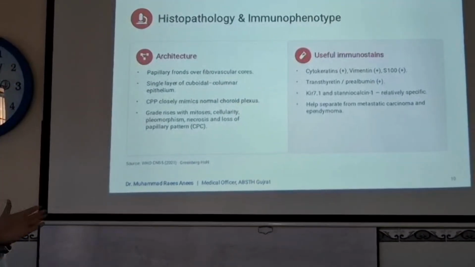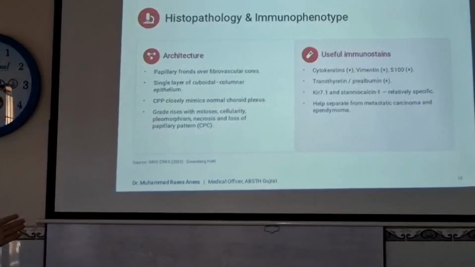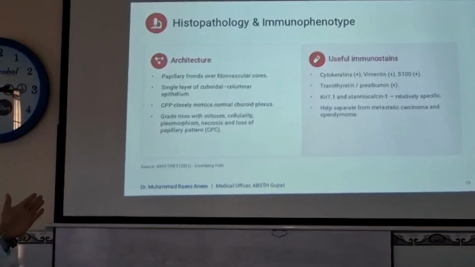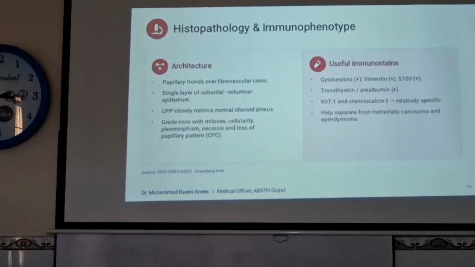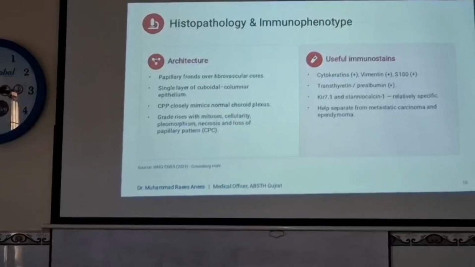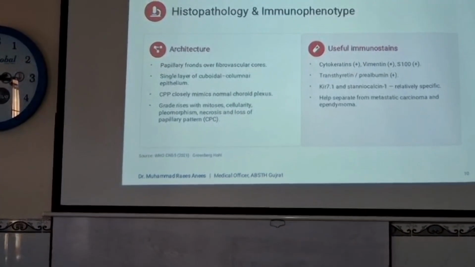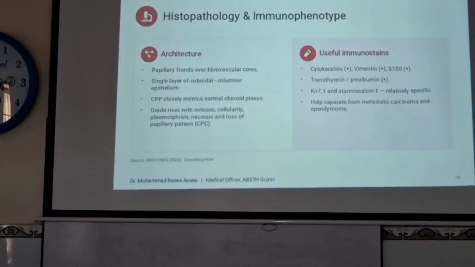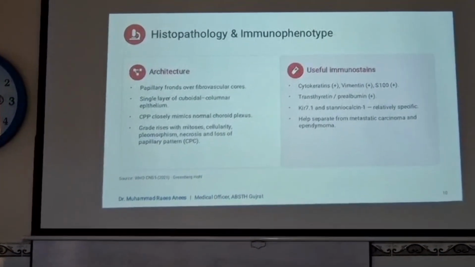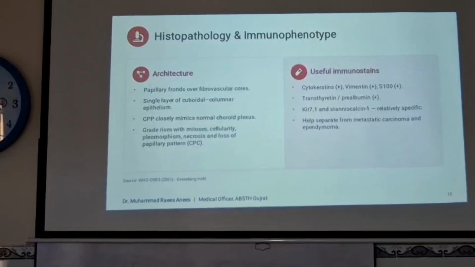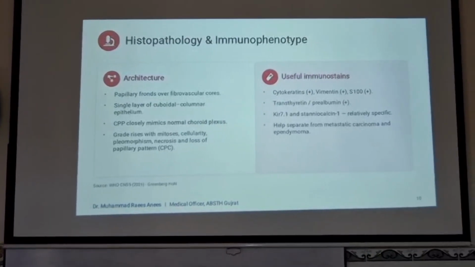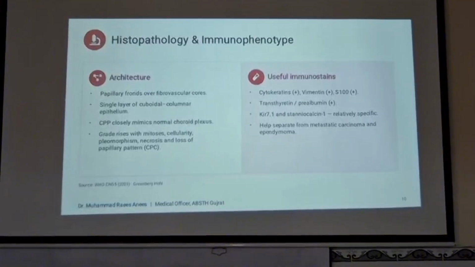Other useful immunostains are cytokeratins, vimentin, and S100, transthyretin, and prealbumin, since the choroid plexus produces albumin. These are also positive in cases of choroid plexus papilloma. Kir7.1 and stanniocalcin are relatively specific and help separate it from metastatic carcinoma and ependymoma.